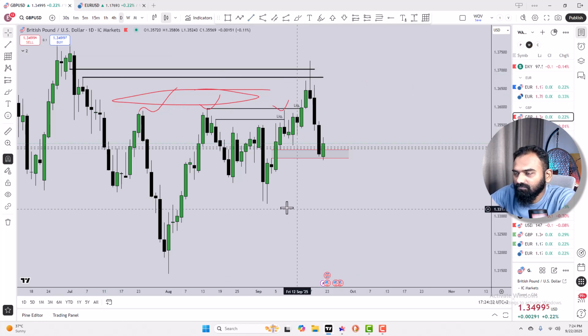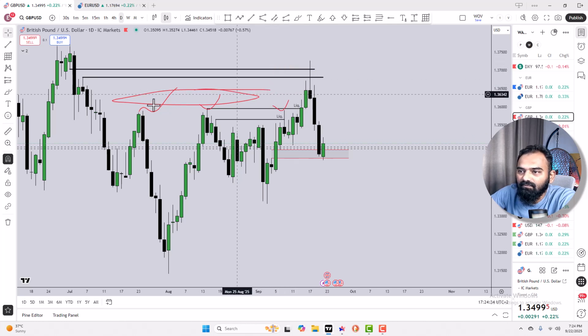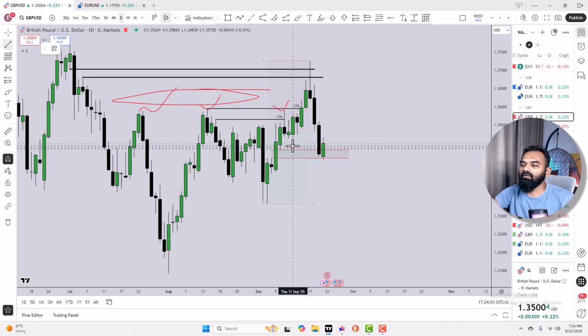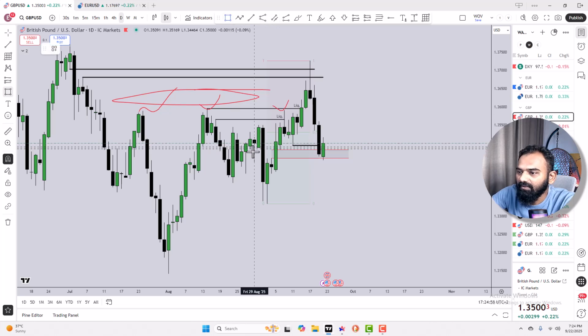So after taking out this liquidity, it has went inside of the range, and the dealing range is from here to here. Coming back down, it has again taken a smaller internal liquidity, this one, and then it has taken out this fair value gap. It is taking support from this particular order block.